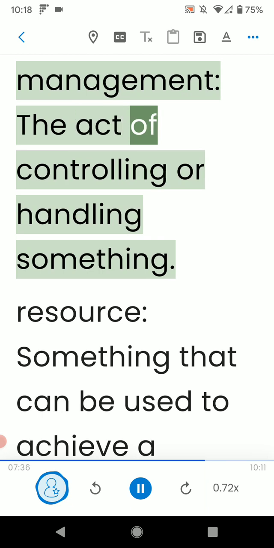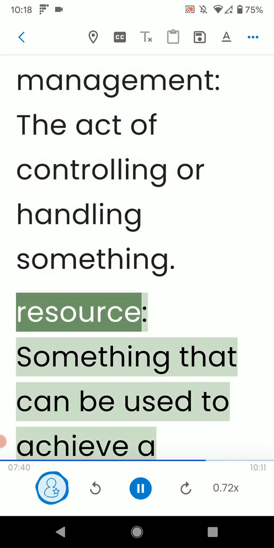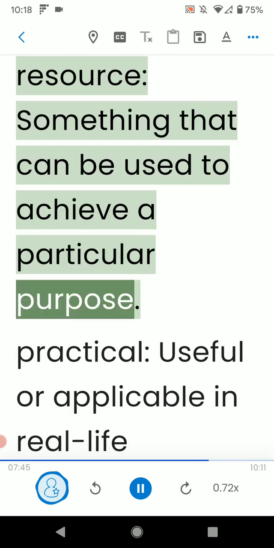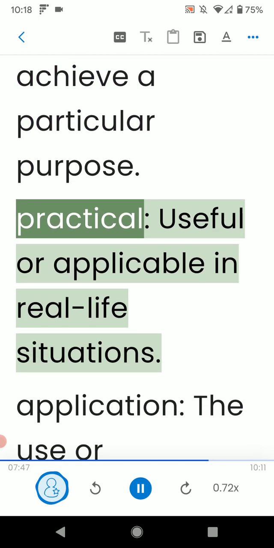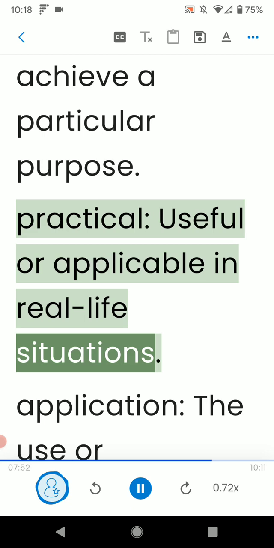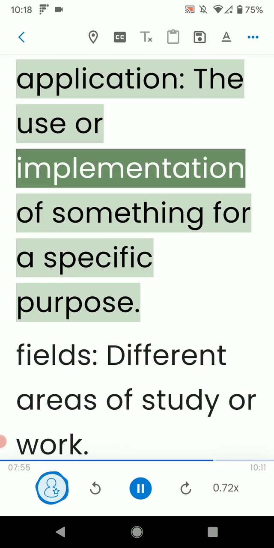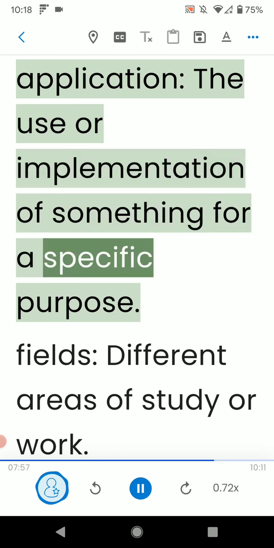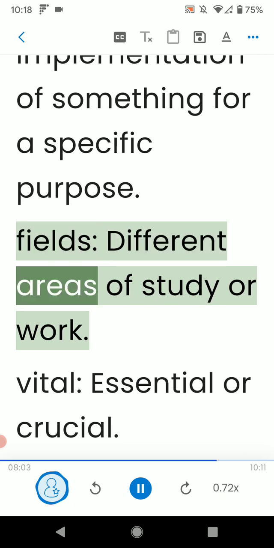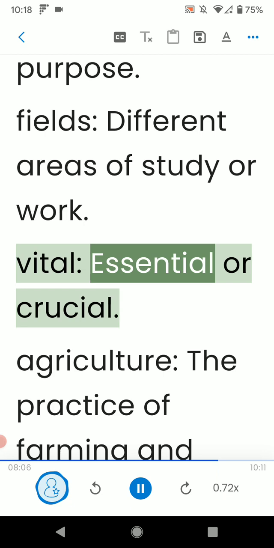Management, the act of controlling or handling something. Resource, something that can be used to achieve a particular purpose. Practical, useful or applicable in real-life situations. Application, the use or implementation of something for specific purpose. Fields, different areas of study or work. Vital, essential or crucial.